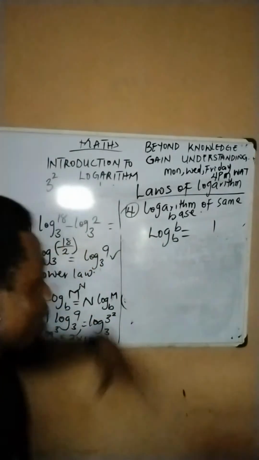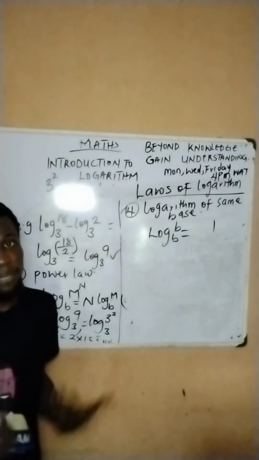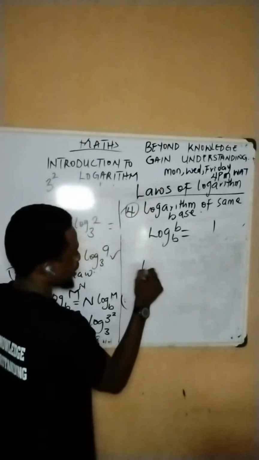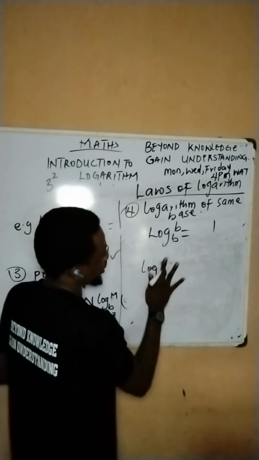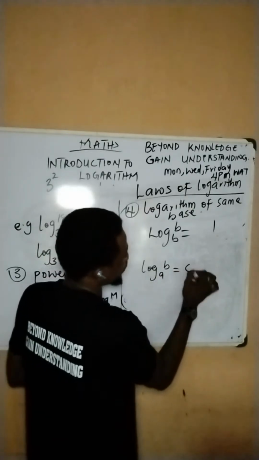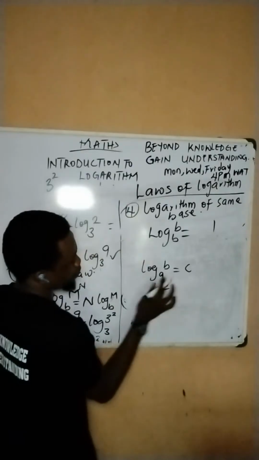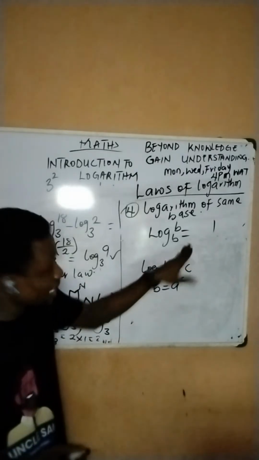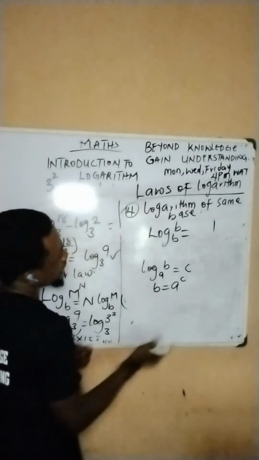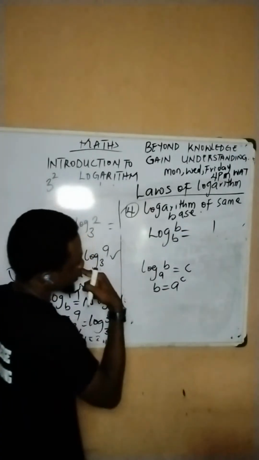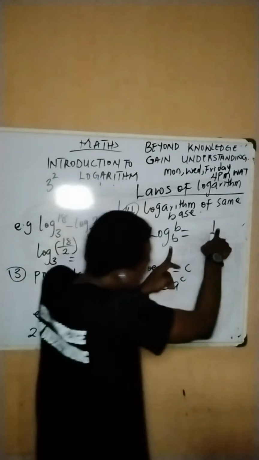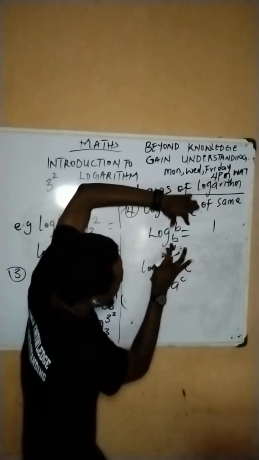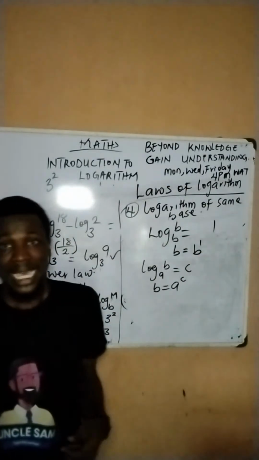Yes, that is it. Anytime you see a log to its base, it is the same thing as what? 1. And remember the original expression that I gave you about logarithm: if log a base b equals c, it's the same thing as saying a equals the base b raised to the power of c. So you can still apply that here to prove the law. Since log b base b is equal to 1, this is the base and this is the power, so it means that b is the same thing as the base b raised to the power of 1.